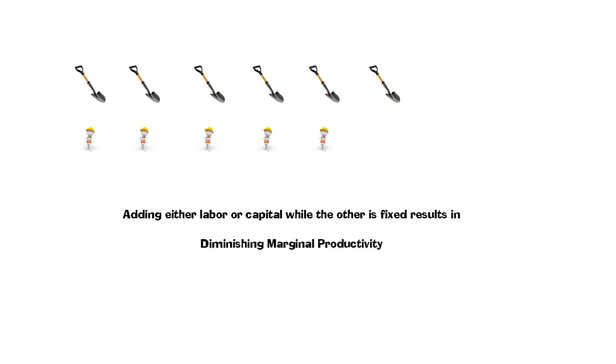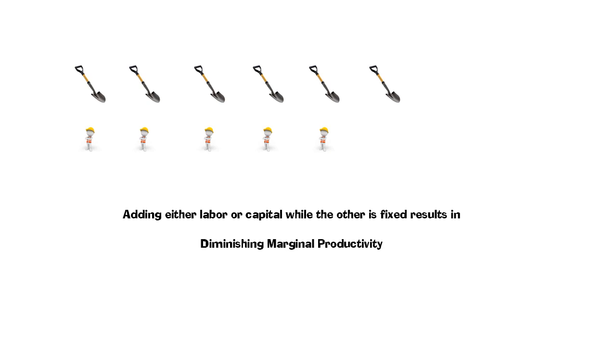Okay? What happens if I had a shovel without a worker? Well, what's the value of that shovel? Yeah. Okay? So there's a point here. That point is that if we add either labor or capital while holding the other one constant, so we keep the same amount of labor and we add capital, or we keep the same amount of capital and we add labor, when we do that, we get this thing called diminishing marginal productivity.